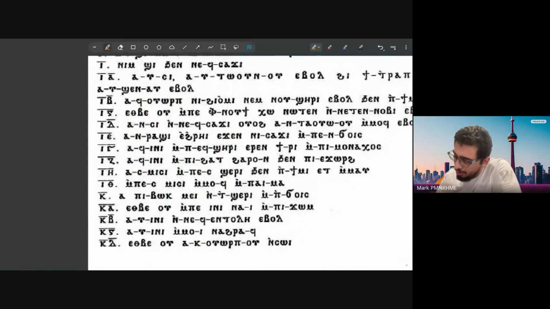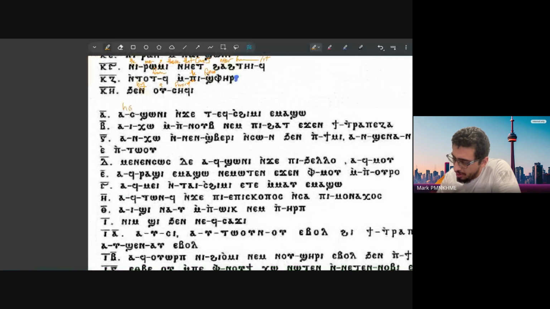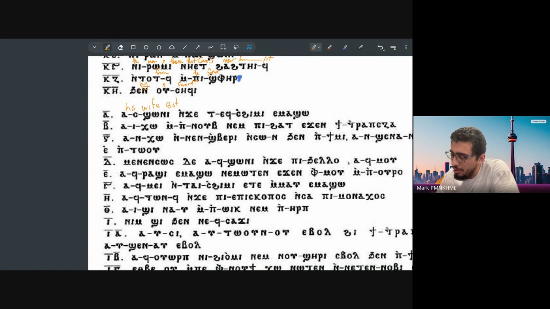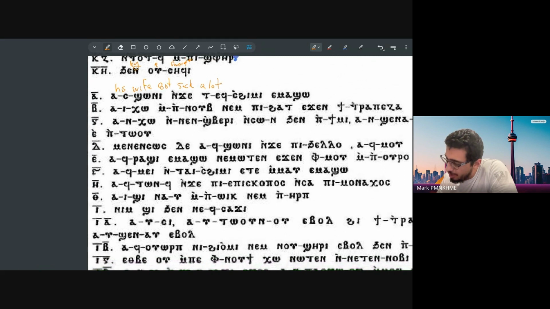Let's do a less literal translation just for this one. So we'll say his wife, but it can also mean his woman. Same thing. Could be saying his wife got sick a lot. We can, but let's do more literal. I just want to give one a little bit better English. All right, okay. Next one.